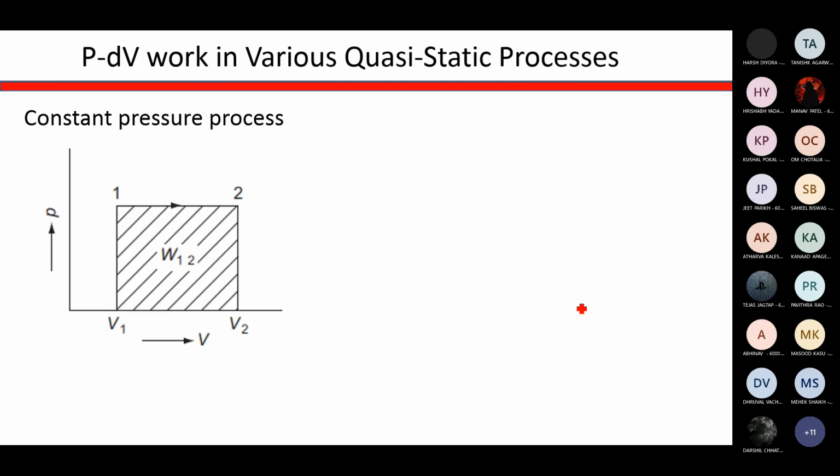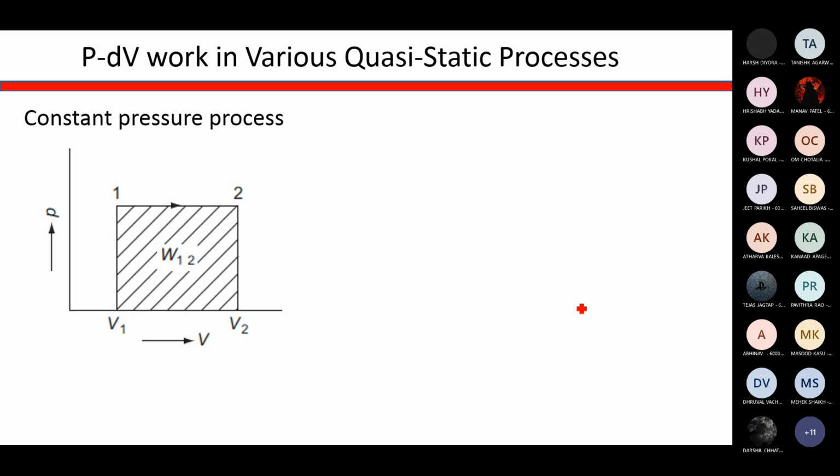Now moving further, we'll run through the process. You may be aware of this. So shall I go fast? So PdV work in various quasi-static processes. Now you know what is a quasi-static process. So let us take the first process, which is the constant pressure process.